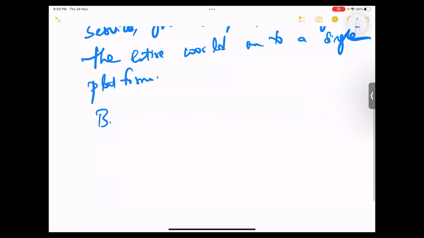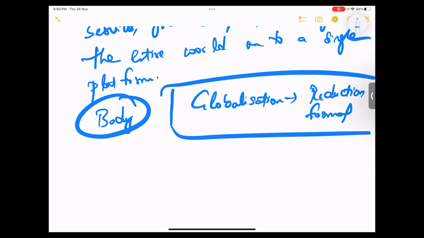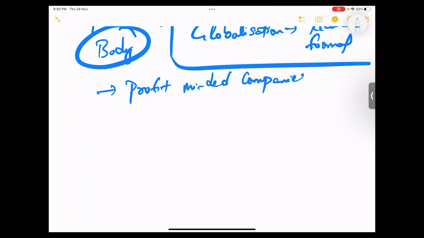Okay. In the body, you will write how globalization has led to a reduction in formal employment. Why do you think globalization has reduced formal employment? What are the drawbacks of formal employment? Because formal employment includes a lot of challenges like social security, the PF, the employee health benefits. So these are all costs on the company. So you can say profit-minded companies try to hire temporary workers.